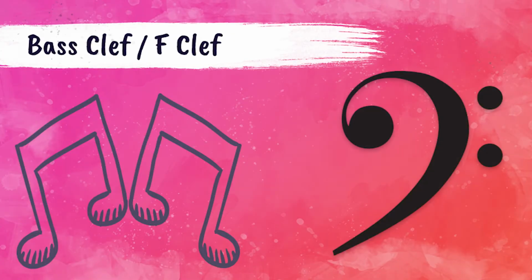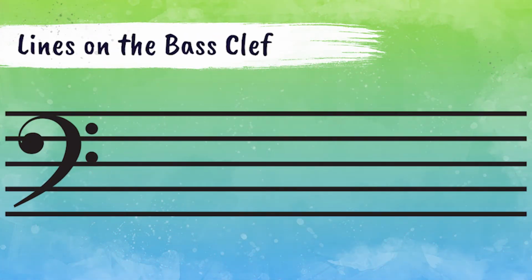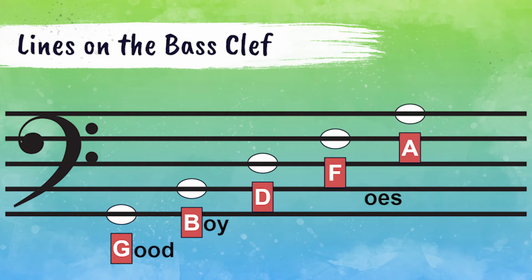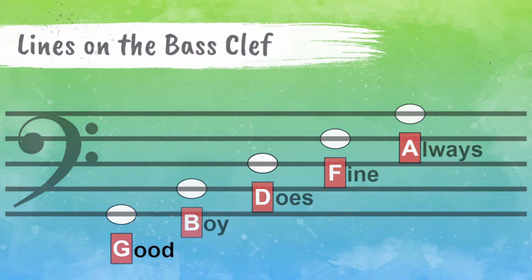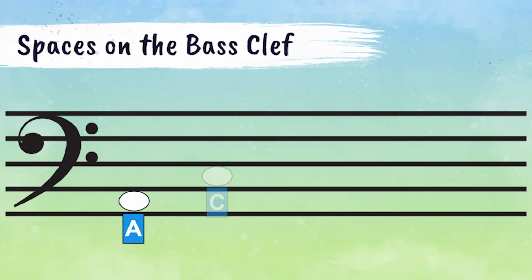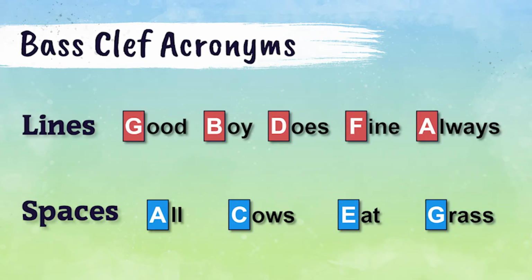The bass clef, or the F clef. The 5 lines on the bass clef are G, B, D, F, A, or good boy does fine always. With their spaces, we have A, C, E, G, or all cows eat grass. It will help us if we memorize these acronyms.